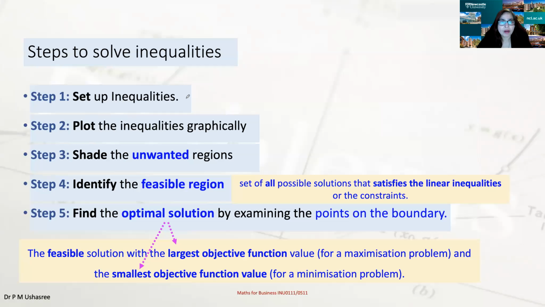So now we have seen how to set up inequalities, how to plot the inequality graphically, and then shade the unwanted region, identify the critical or feasible region, and then find the optimal solution, which was the maximum value in our case. So these are the 5 steps you have to follow to solve an inequality problem.